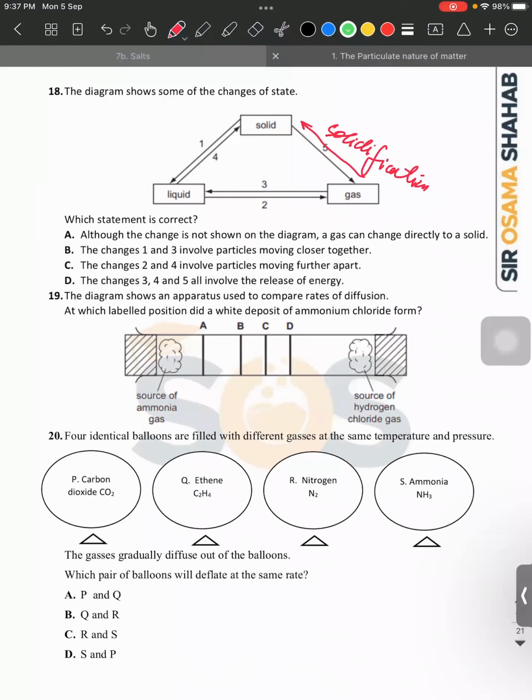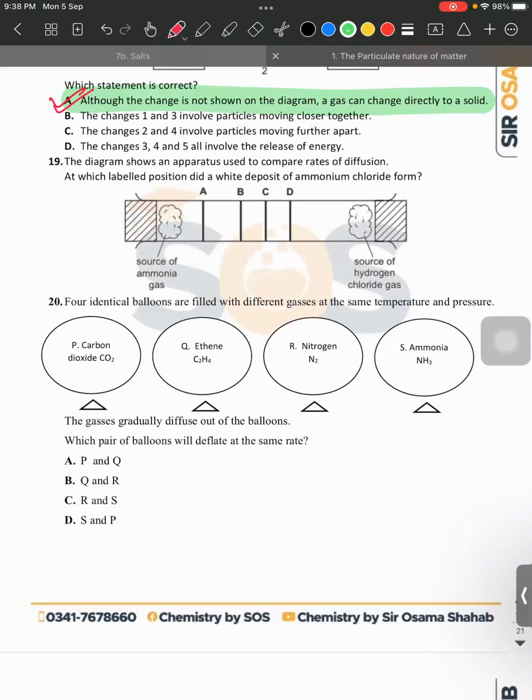So you can say that although the change is not shown on the diagram, a gas can change directly to the solid, right? So this is the right statement, right, bachcho? Then question number 19 is over here.